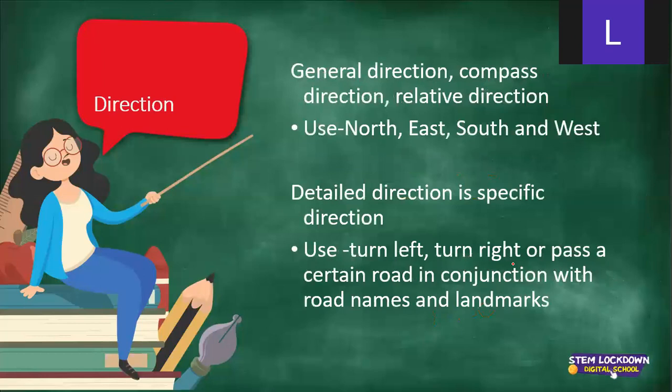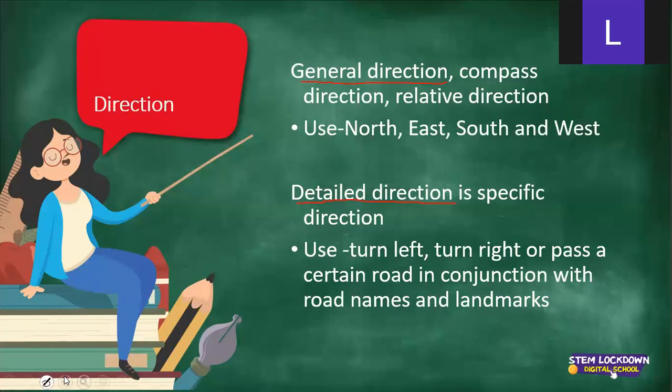Okay. Now, what is important for this lesson? You need to understand the meaning of direction, right? There's direction, which is general direction, and there's direction, which is detailed direction. So you need to know what these two mean. This is very important. When I say general direction, I actually mean compass direction, or relative direction. Where is this place in relation to this place? So that is what I mean by general direction.